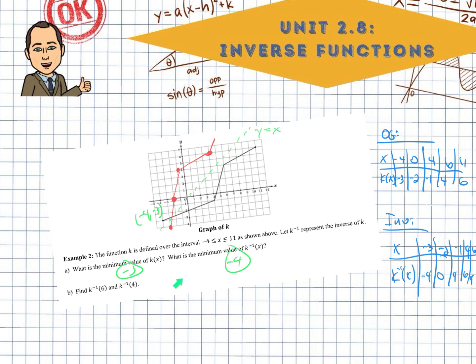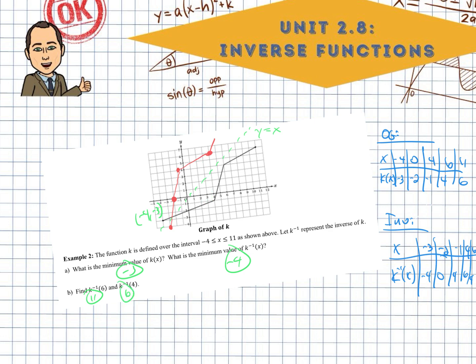Next, it asks us to find the inverse value of k of 6 and the inverse value of the inverse of 4. Well, my input value here of 6 is off the chart, but I know I have it over here, and believe it or not, that says 11 right there. So that's what I'm going to say is 11. And then my inverse of 4, I go to 6. Looks like that answer is definitely graphable.